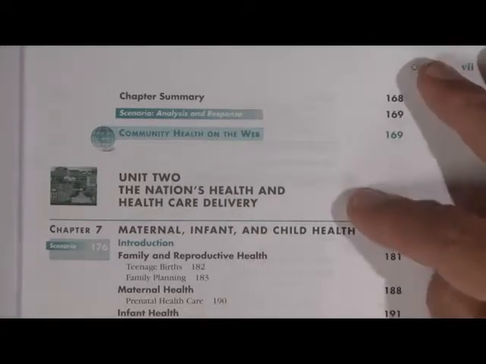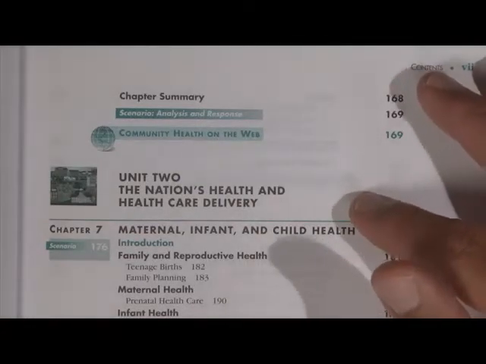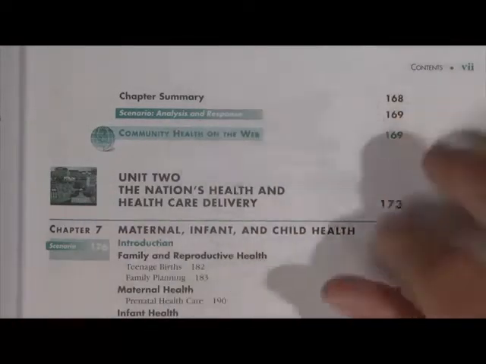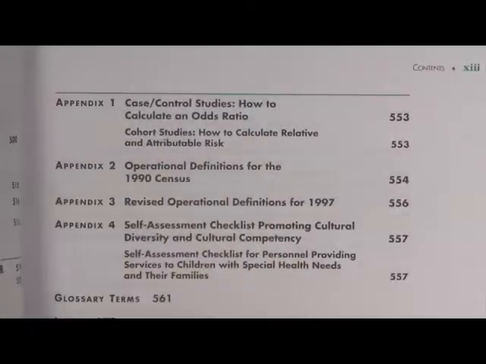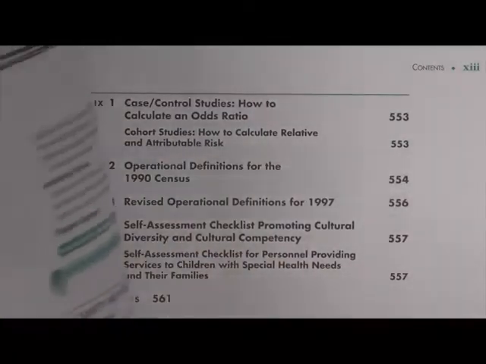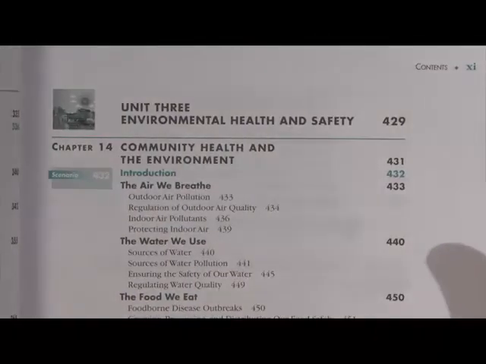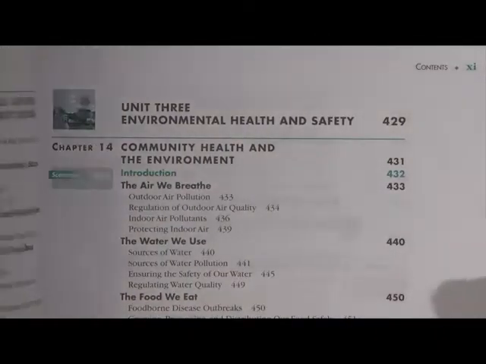And on Unit 2, we talk about the healthcare delivery system itself. So there's really two major parts. In this class, due to time constraints, we probably won't get to the third unit of environmental health, but we do have a course for that.